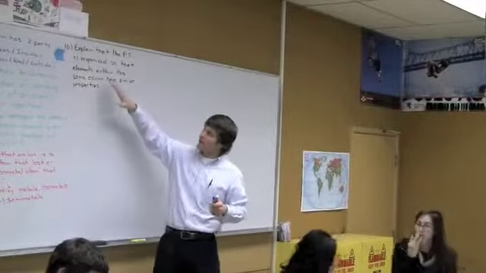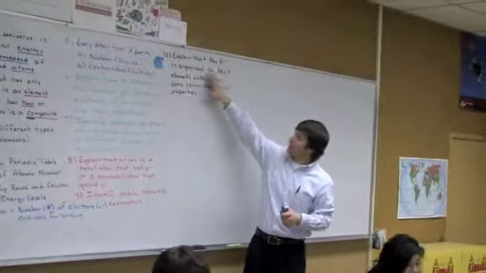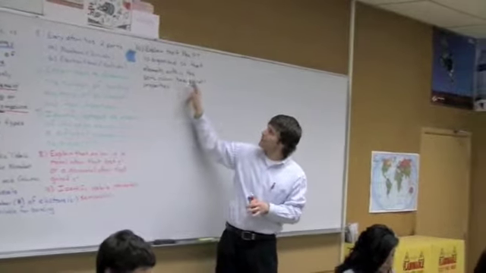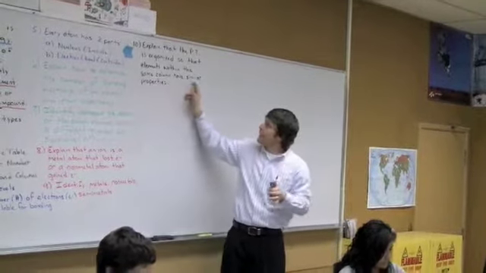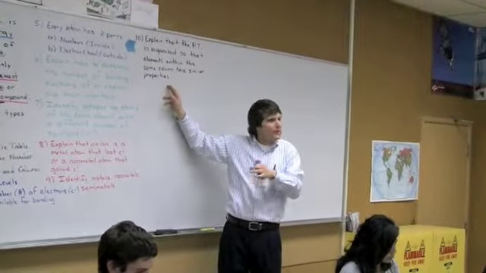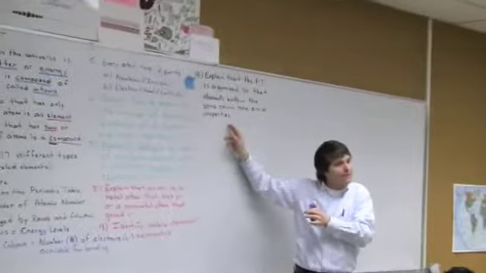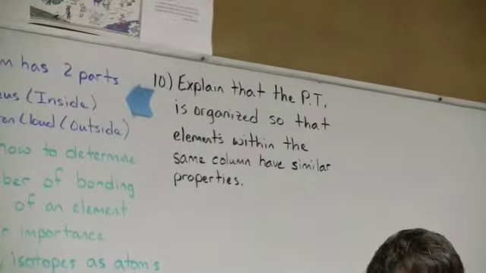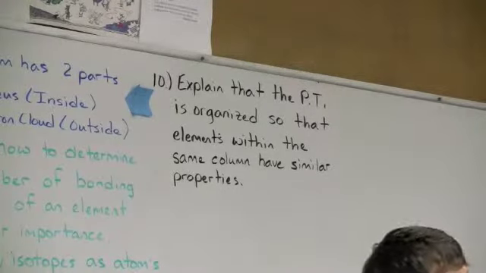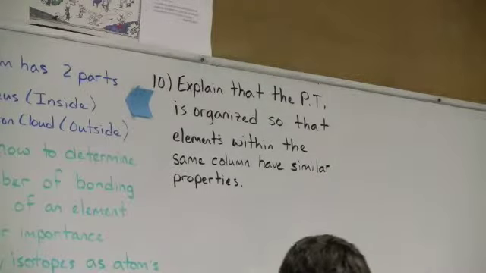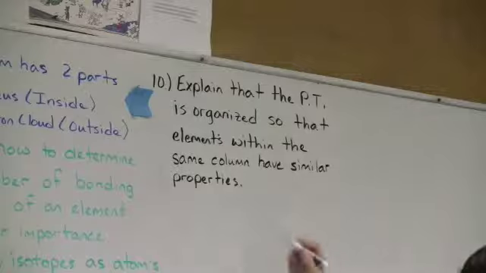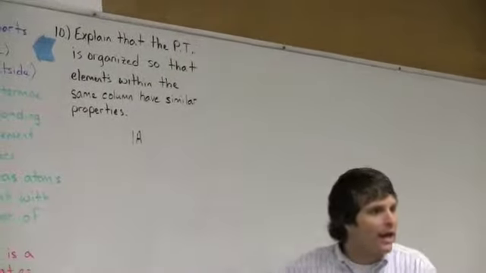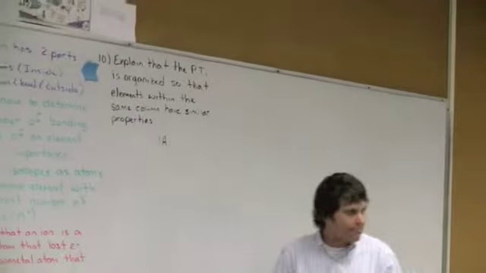What we're going to be talking about today is explaining that the periodic table is organized so that elements in the same column have similar properties, which means they behave the same. That's how the periodic table is organized or arranged. Now, what I'd like to do is take a look at everybody in column 1A. What I want you to notice about all the elements in column 1A.